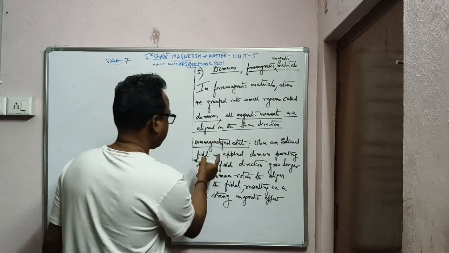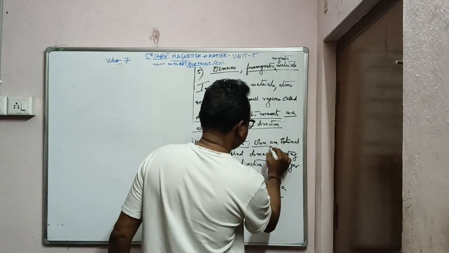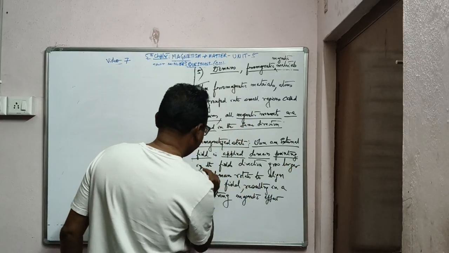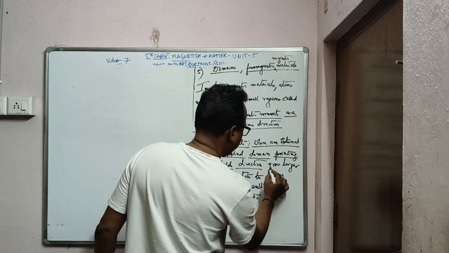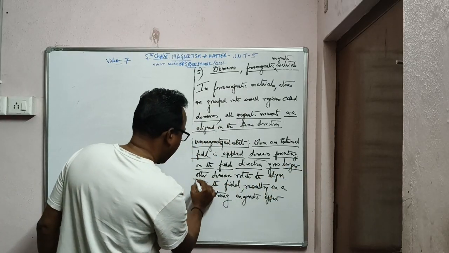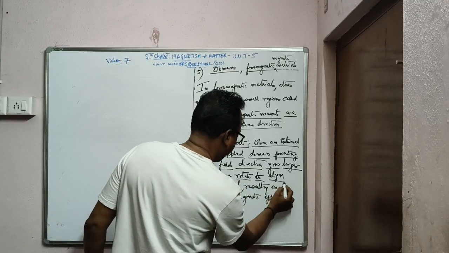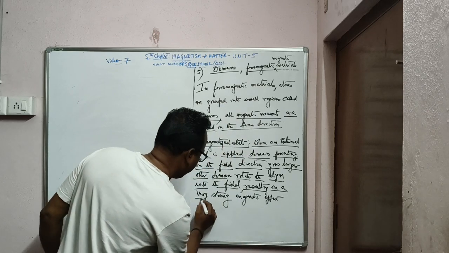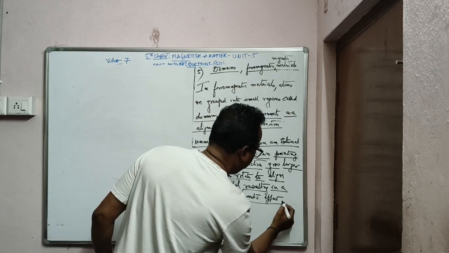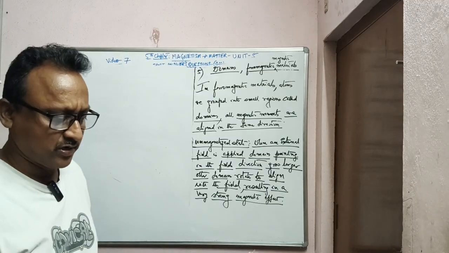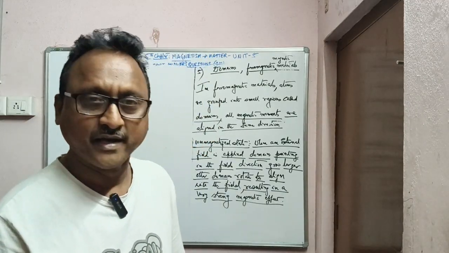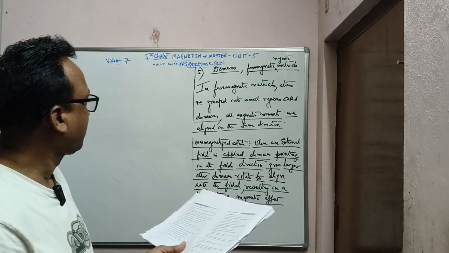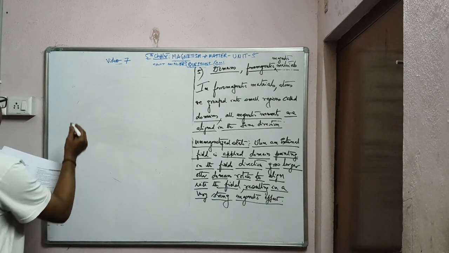Then, in the unmagnetized state, when an external field is applied, domains pointing in the field's direction grow larger, and other domains rotate to align with the field, resulting in a very strong magnetic effect. So this is the story, 4 marks about domains. Clear? Now we are entering into the last question. Last one, the sixth one.